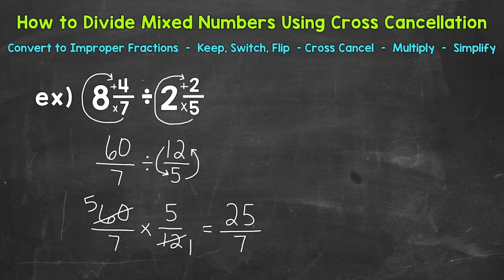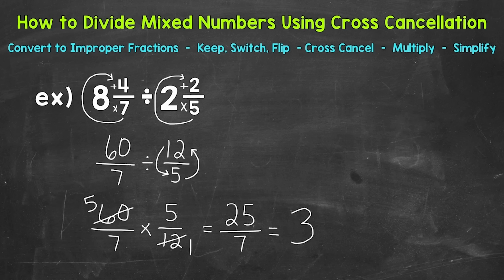So we get to 25/7. That's an improper fraction. Let's convert it to a mixed number. So we do that by doing the numerator, 25, divided by 7. So 25 divided by 7, let's think how many whole groups of 7 can we pull out of 25? Well, 3 whole groups of 7. That's our whole number.